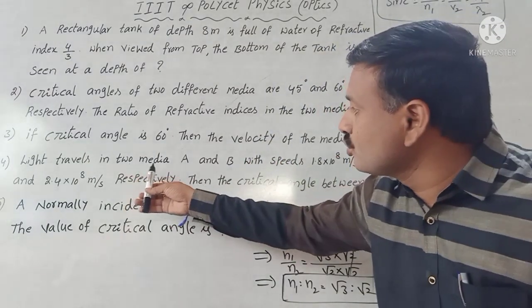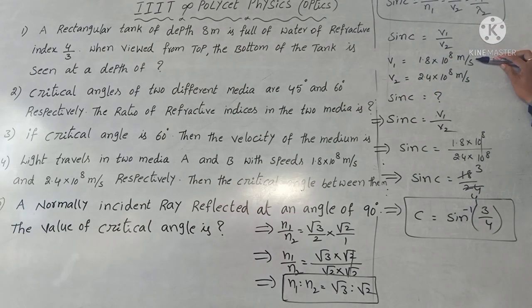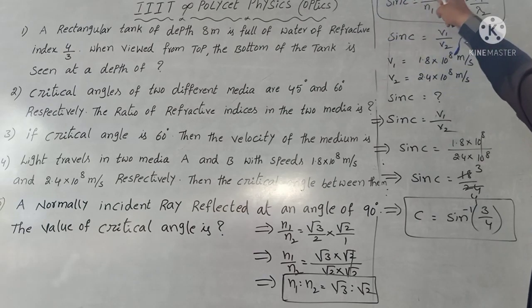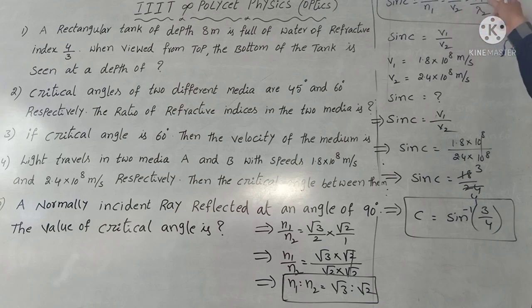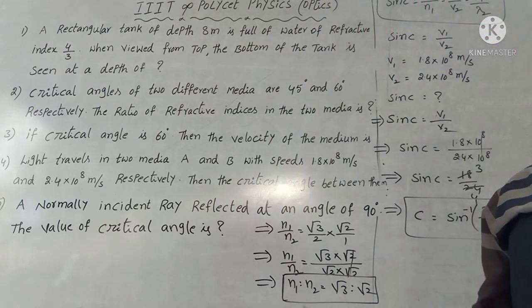Light travels in two media A and B. The first light velocity is 1.8 × 10^8 meters per second, and the second wave speed is v2 = 2.4 × 10^8 meters per second. Then you find sin c, which means the critical angle. So the very important formula is sin c = n2/n1 or v1/v2 or λ1/λ2. It is a very useful formula in this chapter.